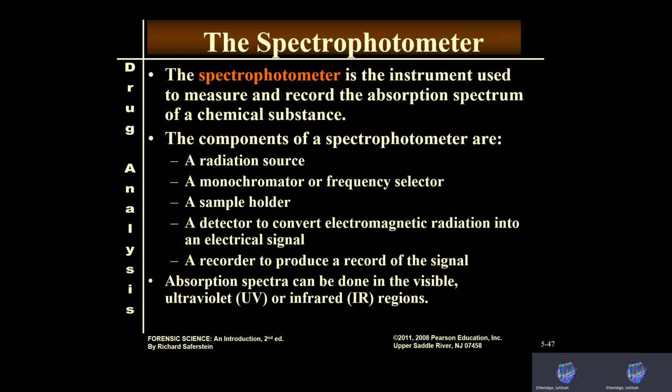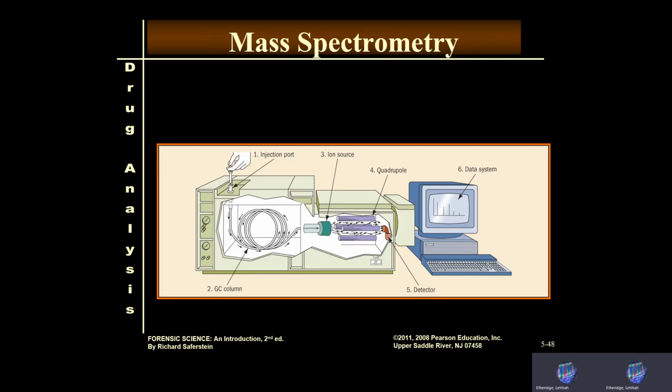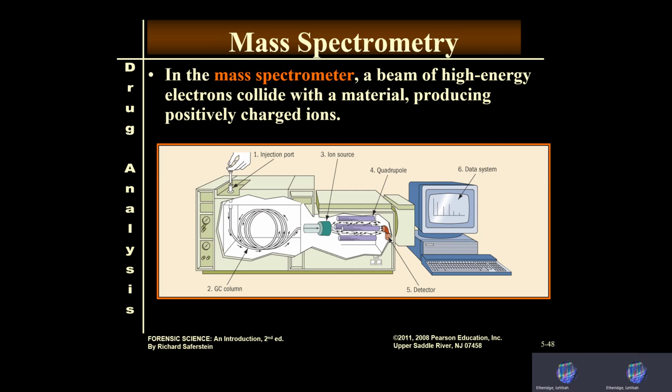The absorption spectrum can be done in the visible range, the UV range, or the IR range. So here's a picture of the mass spectrometry machine. Okay, so this is a mass spectrometer. Basically what happens is you're going to have a beam of high energy electrons that are going to collide with a material, and it's going to produce these positively charged ions.